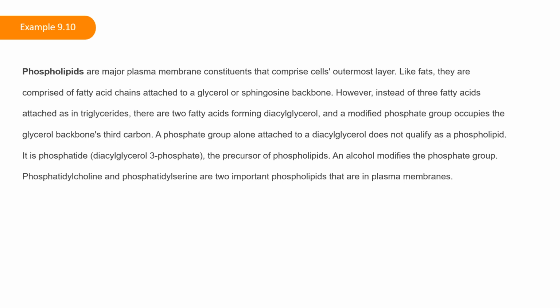A phosphate group alone attached to a diacylglycerol does not qualify as a phospholipid. It is phosphatide, diacylglycerol 3-phosphate, the precursor of phospholipids. An alcohol modifies the phosphate group. Phosphatidylcholine and phosphatidylserine are 2 important phospholipids that are in plasma membranes.